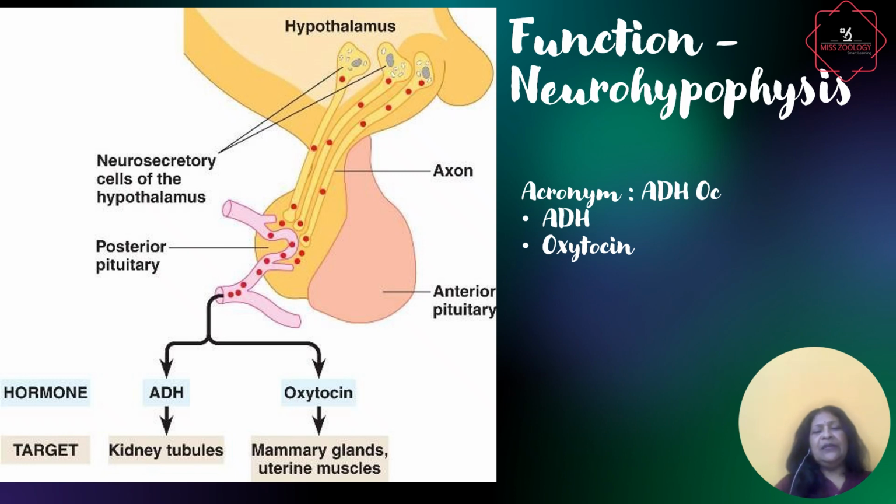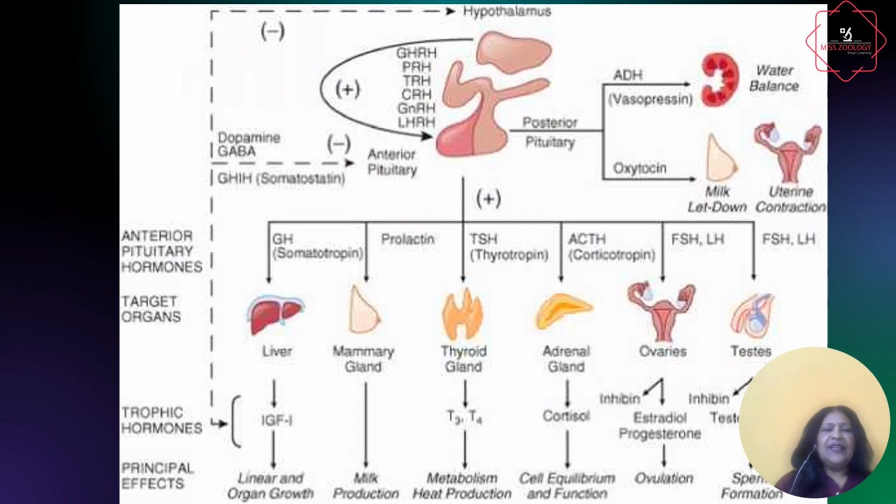Here the acronym which I have framed for you is ADH. ADH for the antidiuretic hormone and OC for the oxytocin. This is not a difficult one, just two of the hormones. So you can indeed remember them, but yet I have done it, the word ADH, which will make it easier for remembrance. Now let's go to the next one.